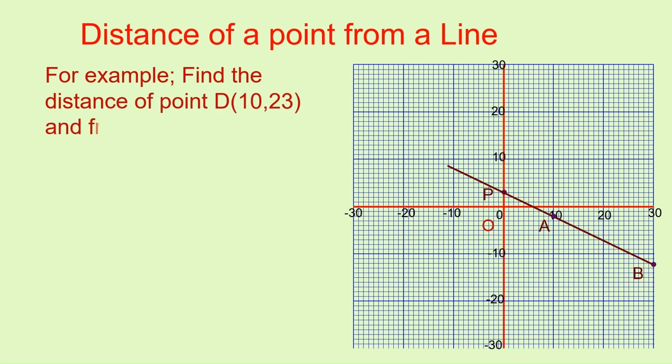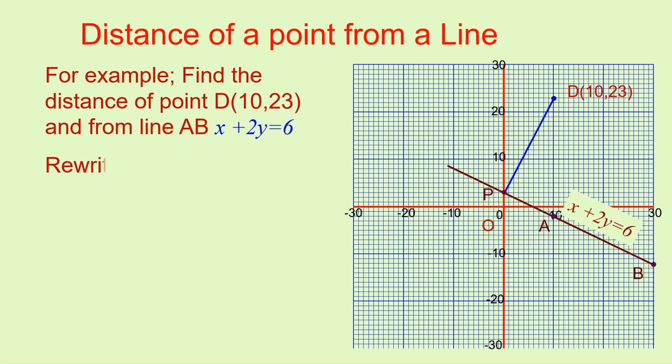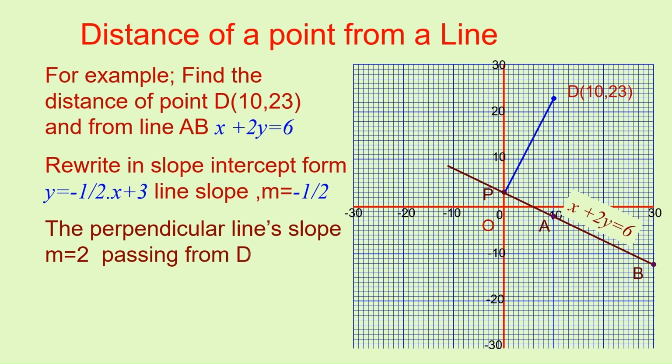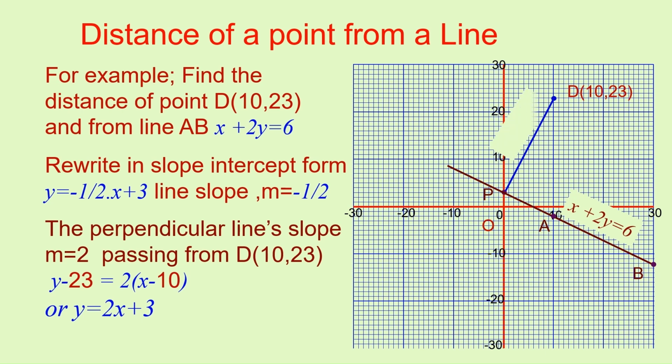For example, find the distance of point D, 10, 23, from the line AB, x plus 2y equals 6. Rewrite in slope-intercept form: y equals minus half times x plus 3. Line slope m equals minus half. The perpendicular line slope m equals 2. Passing through point D, 10, 23: y minus 23 is equal to 2 times x minus 10, or y equals 2x plus 3.